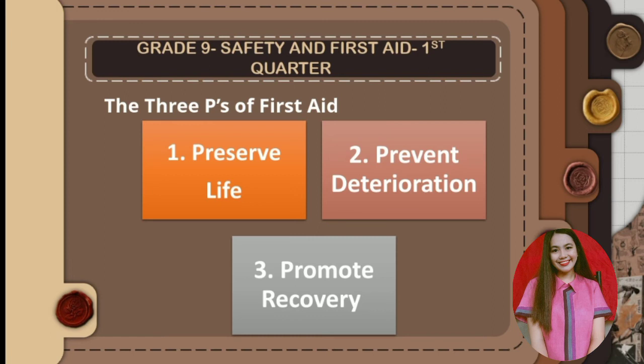First is preserve life. As a first responder to any situation, your first priority should be to preserve life. You may need to perform CPR, stop bleeding, or take other action to preserve the victim's life. Start with CAB: circulation, airway, and breathing.